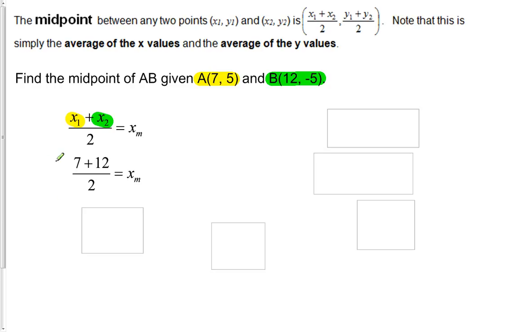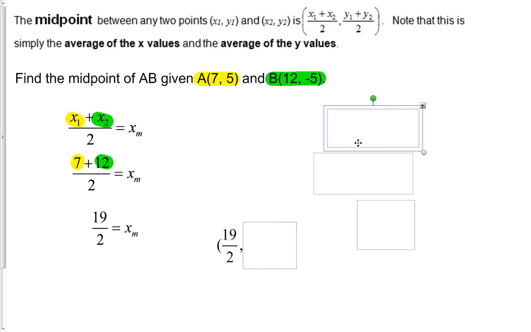If we pop those in here, that means for A we're putting in the 7, and for B we're putting in a 12. We do the math: 7 plus 12 is 19 over 2, and so 19 halves is going to be the x-coordinate of our final point.